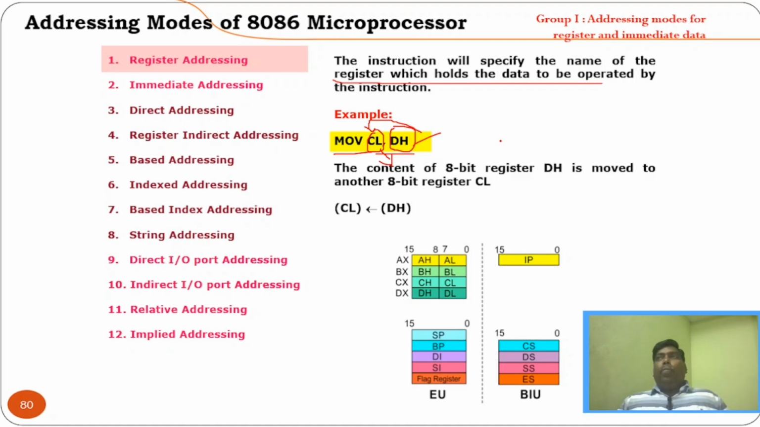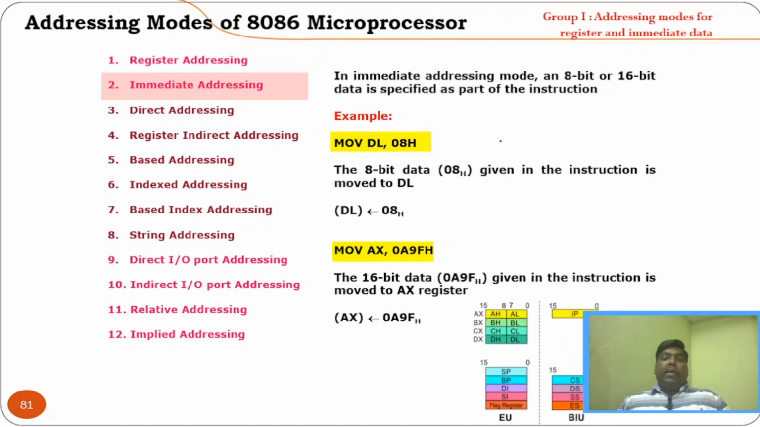And similarly, what is immediate addressing? In immediate addressing, the data is directly given in the instruction itself. It can be 8-bit data or 16-bit data. You can see here that 8-bit or 16-bit data can be specified in the instruction itself. If you take this particular instruction, this data 08H is 8-bit data. So this instruction, MOV DL, 08H, will move this data to this particular register.